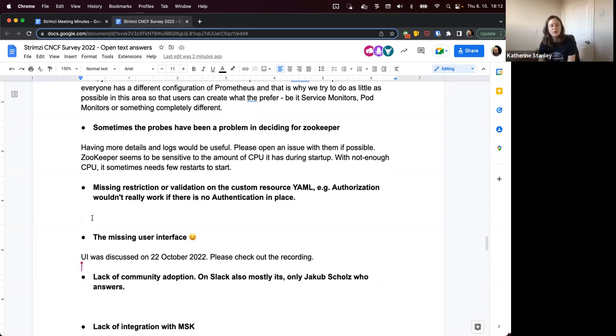If it's the other way around, though, if you've added authentication on one of your listeners, is it then incorrect to not have authorization enabled at the top level? They actually don't depend on each other. Yeah. But the problem is that when you don't have authentication, any client connects as anonymous.